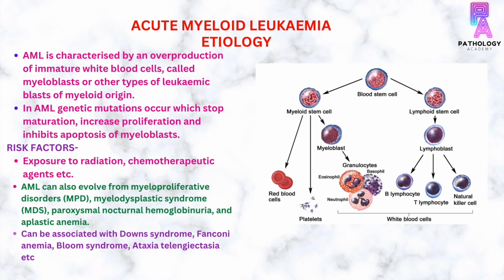In AML, genetic mutations occur which stop maturation, increase proliferation, and inhibit apoptosis of myeloblasts. The risk factors for AML are exposure to radiation or chemotherapeutic agents. AML can also evolve from myeloproliferative disorders, myelodysplastic syndrome, and paroxysmal nocturnal hemoglobinuria. It can be associated with aplastic anemia, Down syndrome, Fanconi's anemia, Bloom syndrome, ataxia telangiectasia, etc.